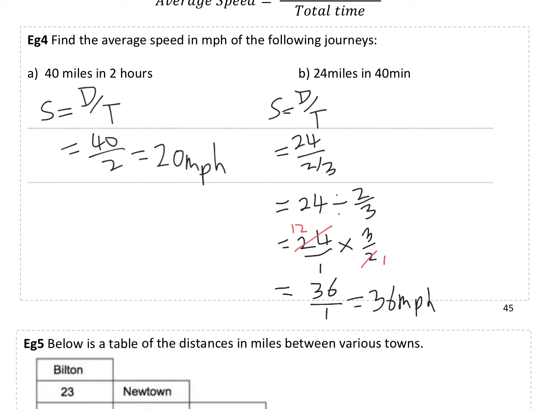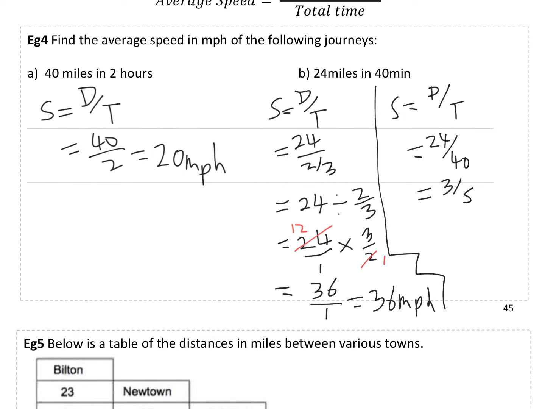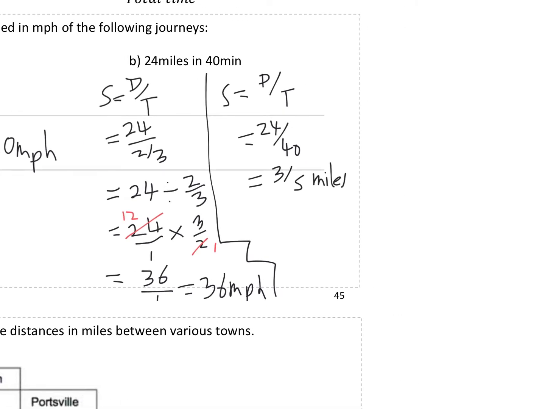There are other ways you could do that too. We could just do it in miles per minute and then change it at the end. So if we go for that method, speed is still distance divided by time. It's 24 divided by 40. And that simplifies down if we divide through by 8. You get 3/5. So 3/5. Now that would be miles per minute.